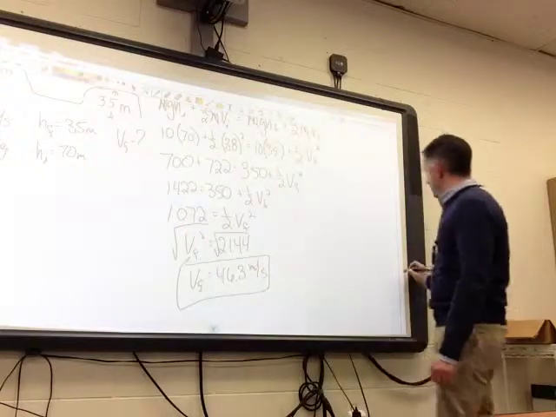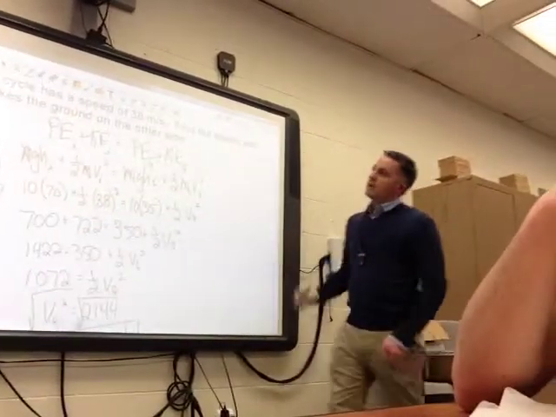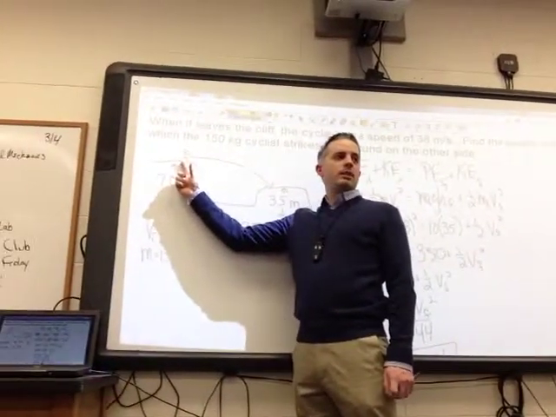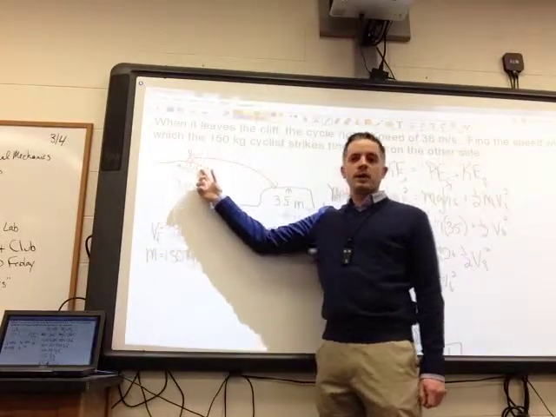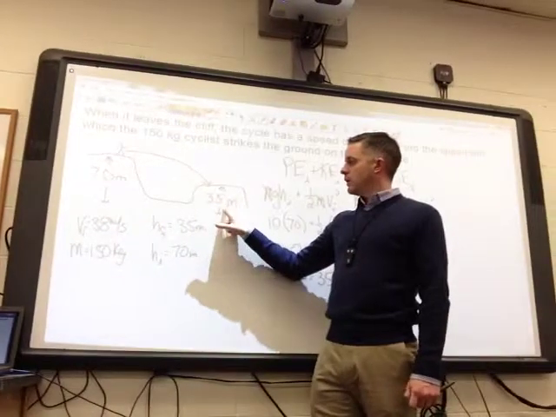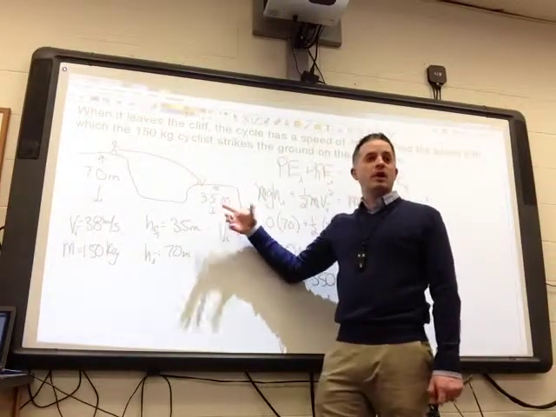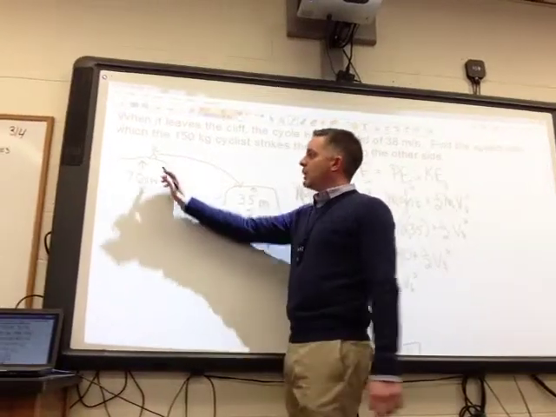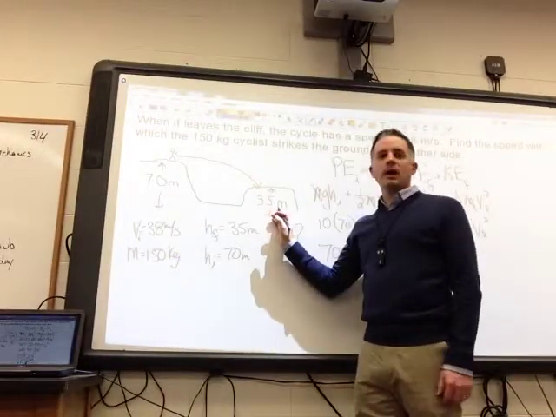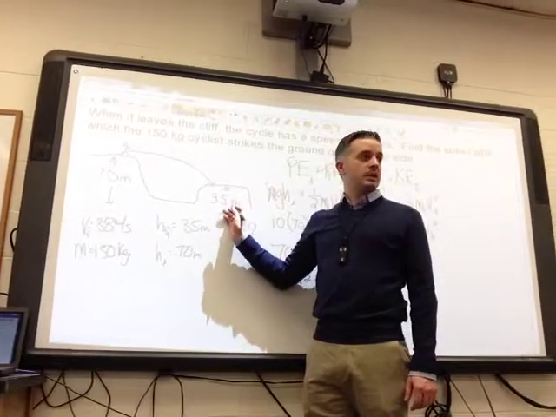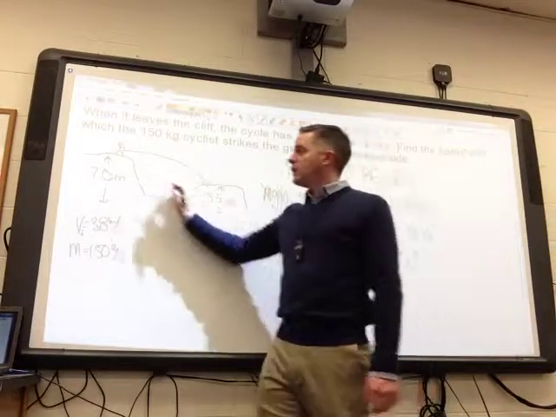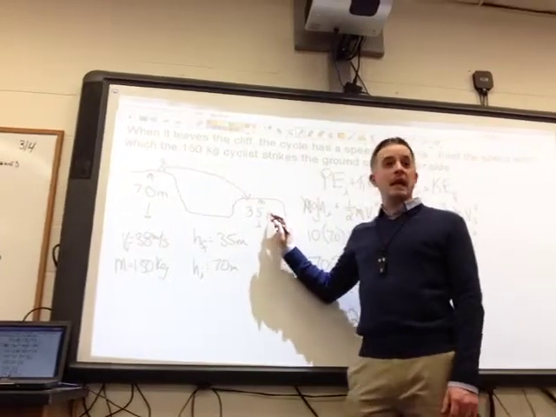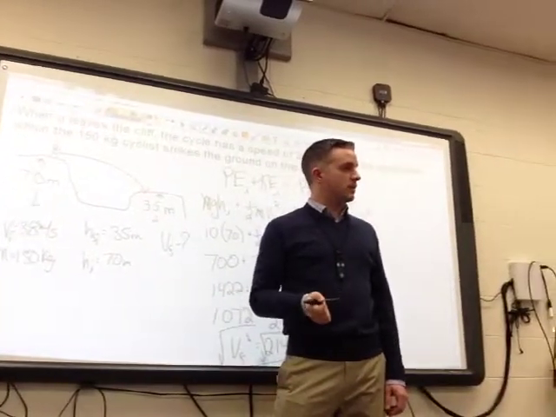All right, so let's look at this. He goes from this height, 70 meters, and he's traveling at 38 meters per second. And he falls down to 35 meters, and we just found out he's going 46.3. All right, so let's think about what's happening. What is he losing going from 70 to 35? He's losing potential energy. But what is he gaining? He gained kinetic, right? Because he went faster.